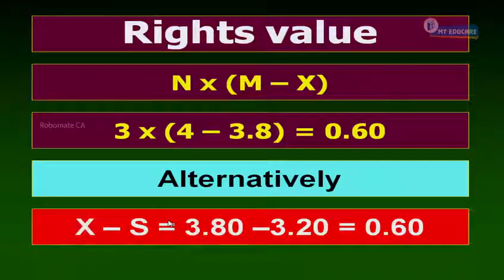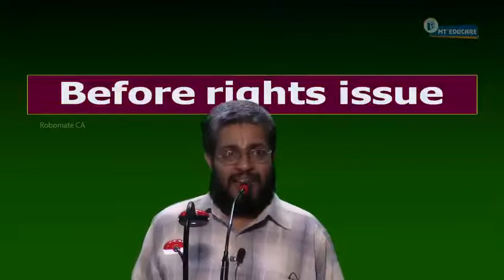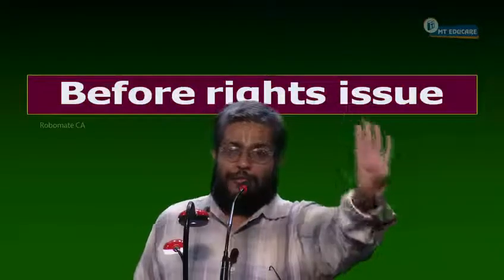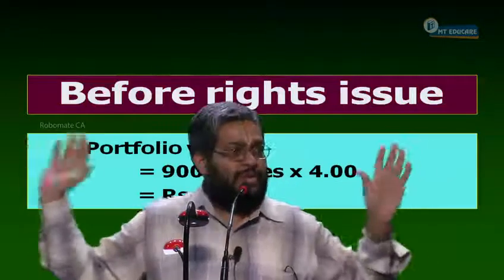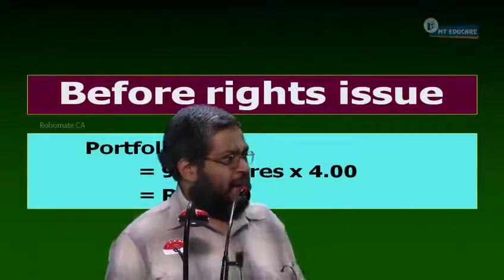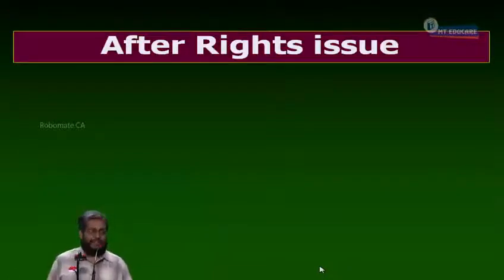Everybody following in order? Now, let's see what is going to happen. Before the rights issue, what is your wealth? Holding how many shares? 900 shares. How much rupees each? 4 rupees. So your wealth is 3,600 rupees before the rights issue was made. Yes or no? If there is no rights issue, you will be enjoying a company's wealth of 3,600 rupees. Right or not? Now, next. After rights issue.